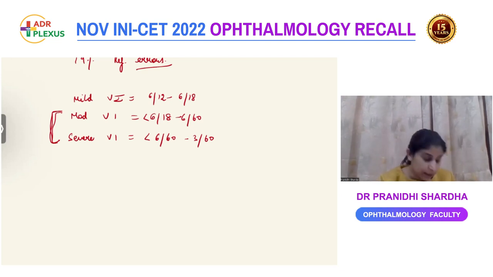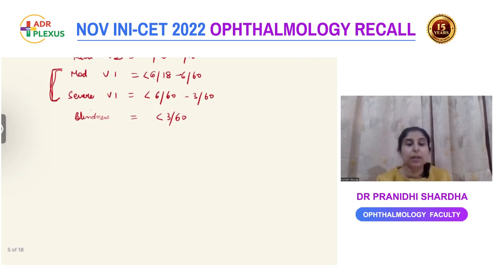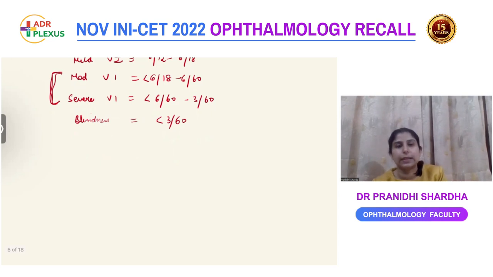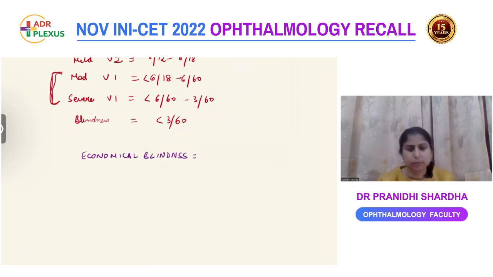And next is blindness. Blindness is when the patient has vision less than 3/60. So these are the classifications of visual impairment and blindness. The other important thing is that we have labeled blindness in some forms, so we should also know it. These are some definitions in visual impairment or blindness. First is the economical blindness.